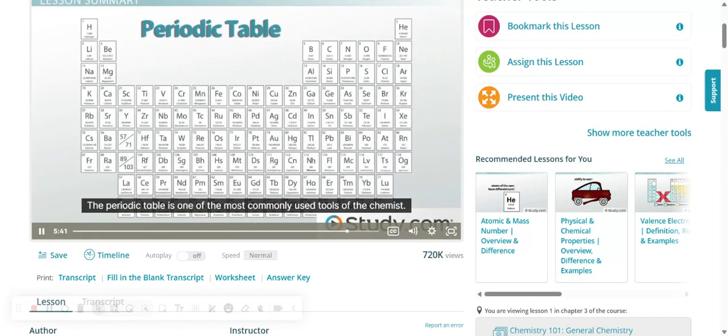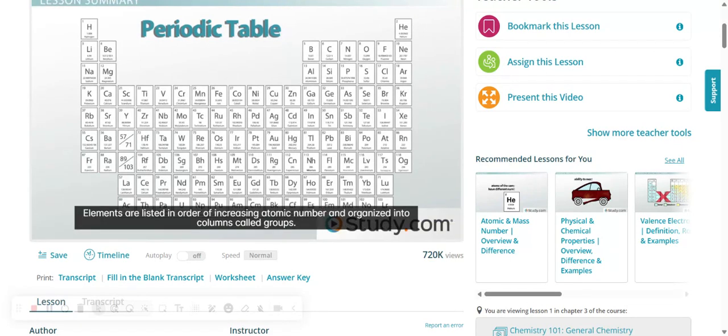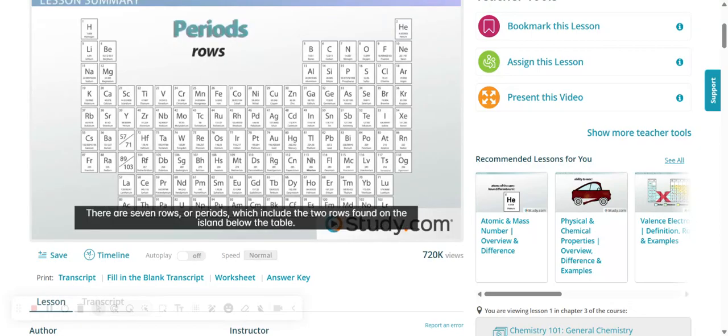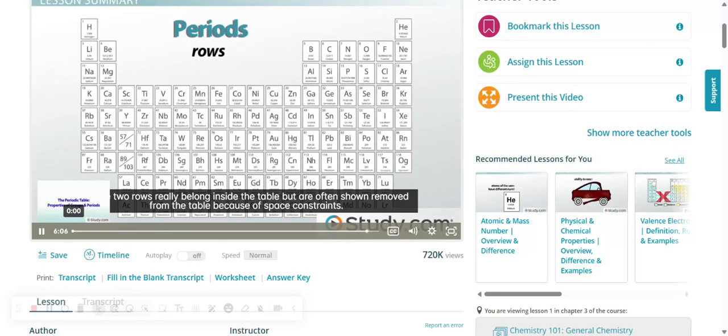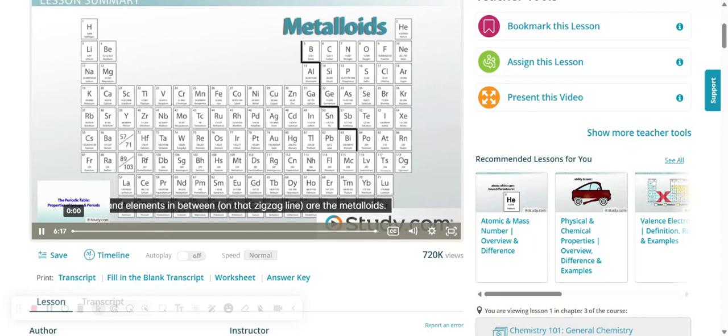The periodic table is one of the most commonly used tools of the chemist. Knowing how it is organized is an essential part in being able to use it. Elements are listed in order of increasing atomic number and organized into columns called groups. Elements in the same group have very similar chemical properties. There are 7 rows or periods, which include the 2 rows found on the island below the table. These 2 rows really belong in the table, but are often shown removed from the table because of space constraints. The left side and center of the table is made up of metals. The top right corner consists of nonmetals, and elements in between, on the zigzag line, are metalloids.